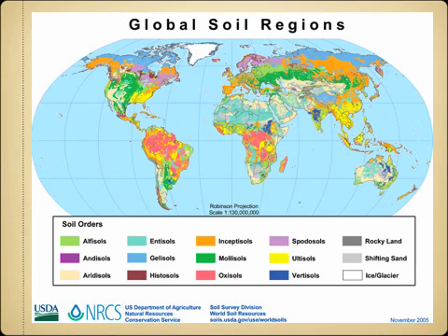So again, our soil types are very different depending on where they're found. If we look at this picture of global soil regions, you can see how very different the soils are depending on where they're found. I know some scientists can actually look at the composition of soil and pretty much pinpoint where it came from.